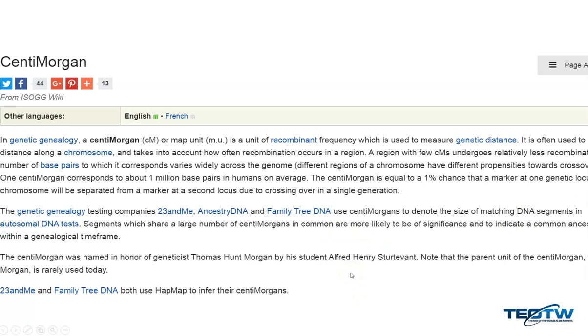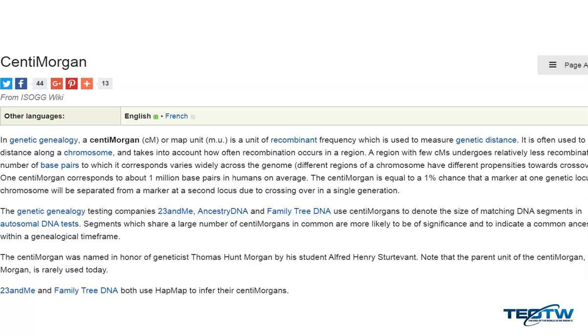Centimorgans. In genetic genealogy, a centimorgan or map unit is a unit of recombinant frequency which is used to measure genetic distance. It is often used to imply distance along a chromosome and takes into account how often recombination occurs in a region. So, basically, it looks for the frequency of this occurrence of this combination of gene pattern on a chromosome. So trying to keep it simple.